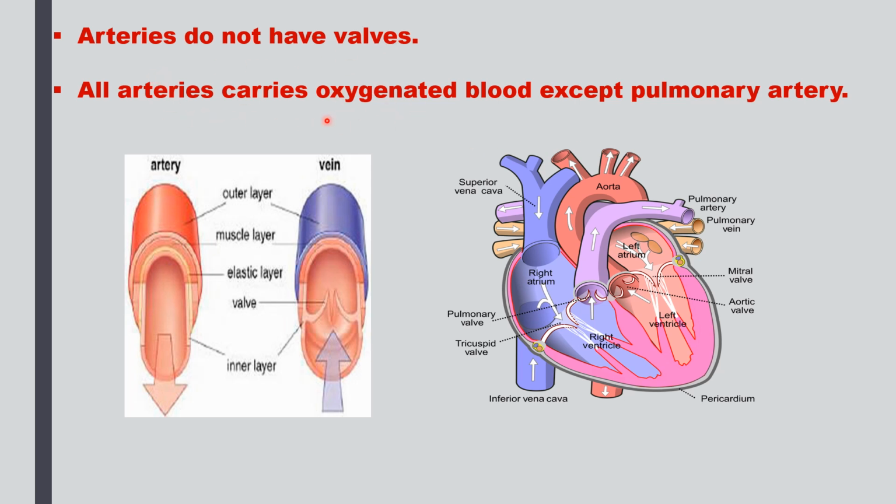All arteries carry pure blood or oxygenated blood except the pulmonary artery, because the pulmonary artery carries the blood from the right ventricle to the lungs for purification. We know that the right side of the heart contains impure blood or deoxygenated blood. So this deoxygenated blood, which is rich in carbon dioxide, will be carried by the pulmonary artery to the lungs where purification of the blood takes place. So all arteries carry oxygenated blood except the pulmonary artery. Blood always flows under great pressure in the arteries.